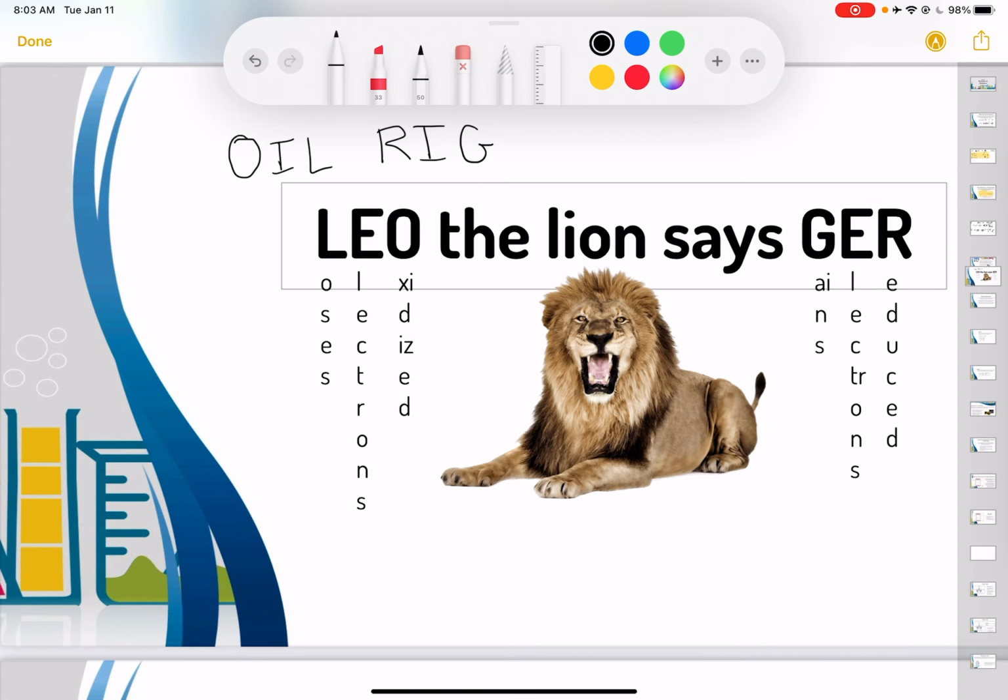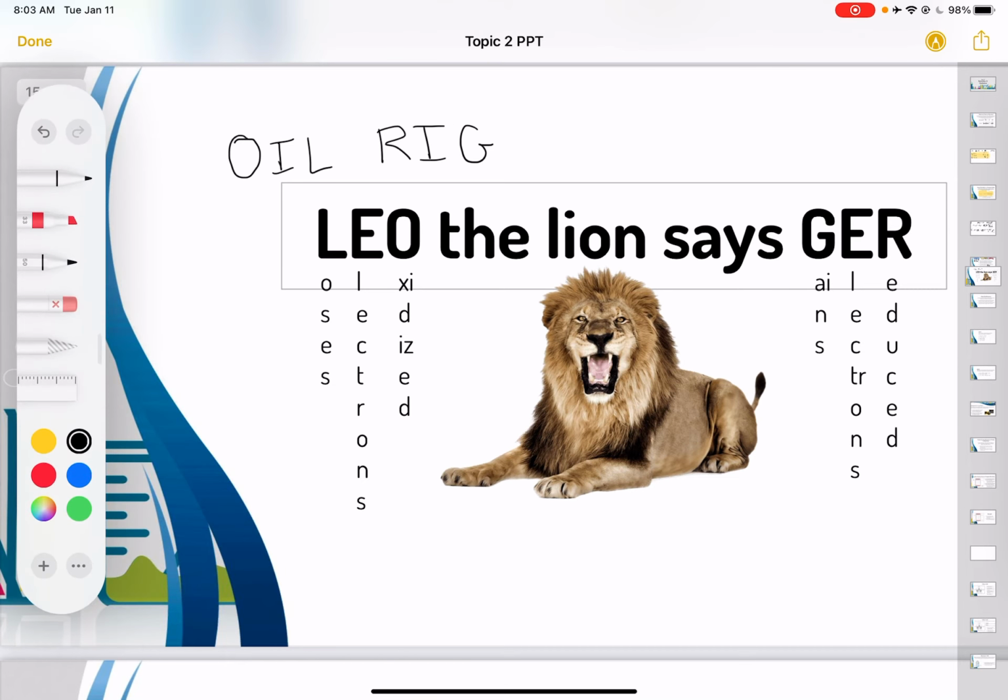So my teacher told me oil rig. This is just like a mnemonic to be able to remember if oxidation and reduction is losing or gaining. So oil rig, oil is oxidizing is losing. Rig, reduction is gaining.